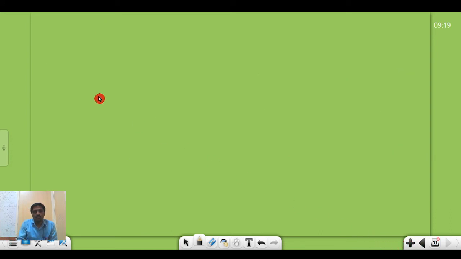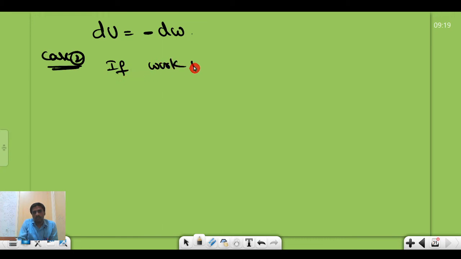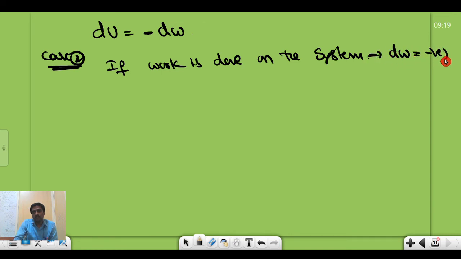Now let me go to case 2. Again I am writing the first law of thermodynamics in the adiabatic process: dU is equal to negative of dW. In the previous case we assumed that work is done by the system. In the present case we are assuming that work is done on the system. If work is done on the system, as per the convention of signs in thermodynamics, it is indicated by a negative sign. Then dW is equal to negative of work.